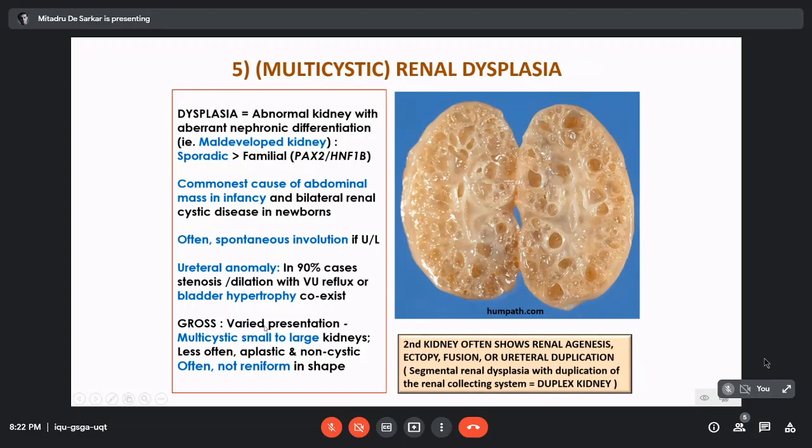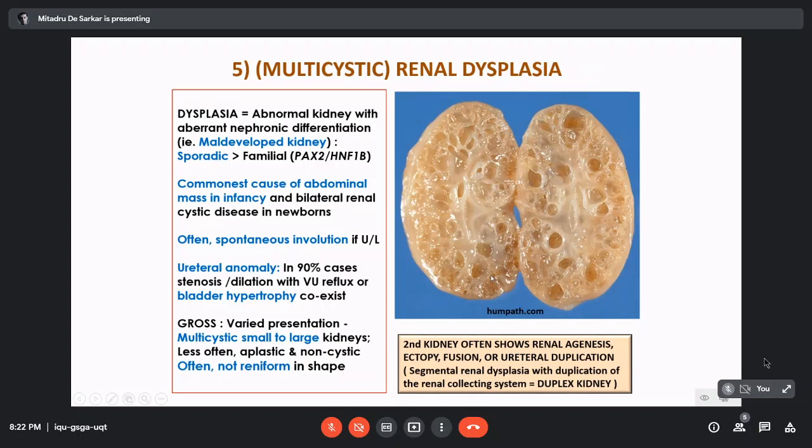Grossly, as you see, the kidneys can be multicystic in appearance. They can be small to large, sometimes the cysts can be very large. So usually you get them in the case of the syndromic renal dysplasia, and sometimes they can be aplastic and non-cystic as well. Another important thing to keep in mind, although this particular picture shows the kidney maintains the normal bean-shaped appearance, however, often the kidney will lose that kind of appearance in the case of dysplasia.